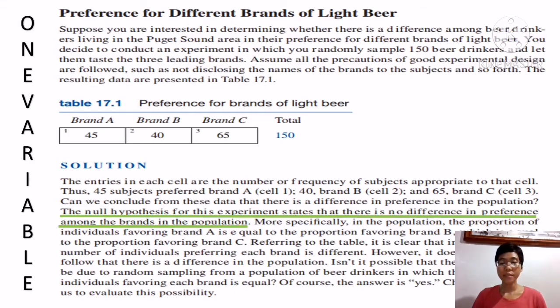So you conducted an experiment with a random sample of 150 beer drinkers, and you let them taste 3 leading brands. The entries came out as 45 subjects preferred brand A, 40 for brand B, and 65 for brand C. Can we conclude from this data that there is a difference in preference in the population? Let's take a look and use the chi-squared test.